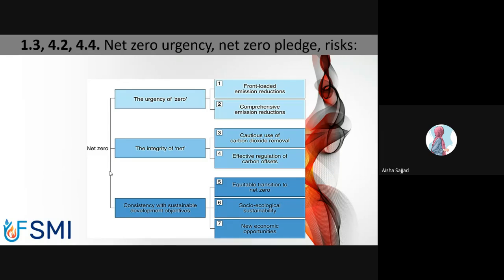And then we also want to keep sustainable development in hand, because these two cannot be separated in the transition. We are working towards net zero urgency. We are having a net zero pledge, and we also want to deal with the risks related to how social, economic, and ecological sustainability can be achieved in light of the agenda.